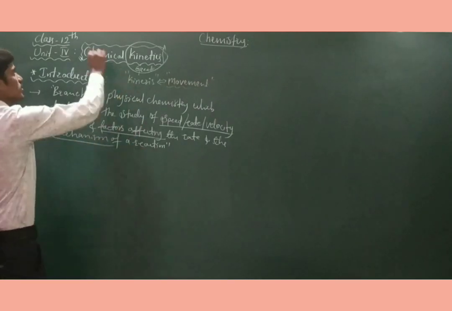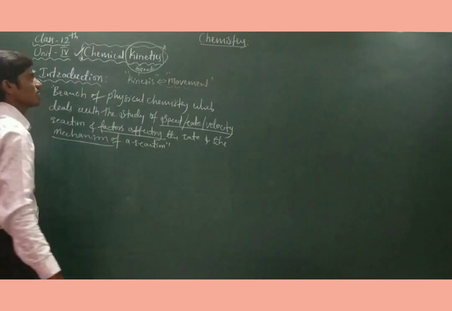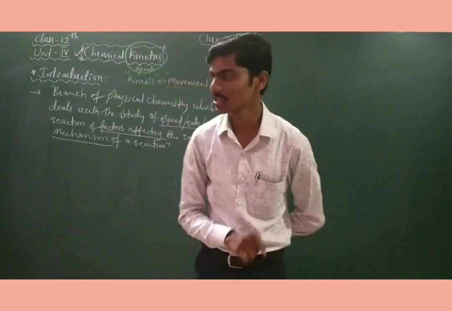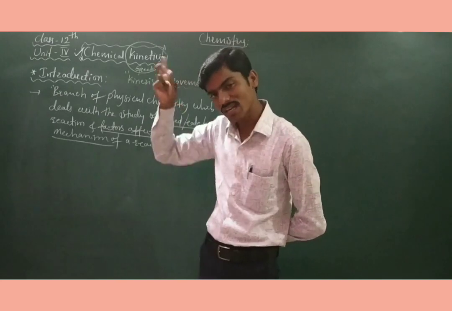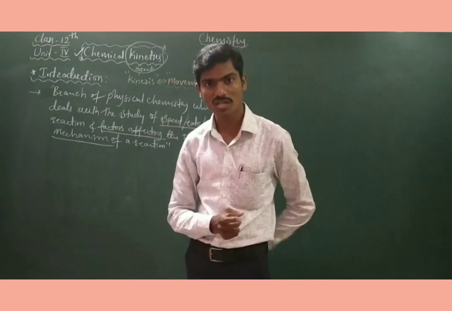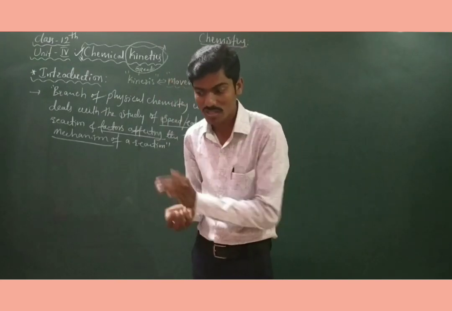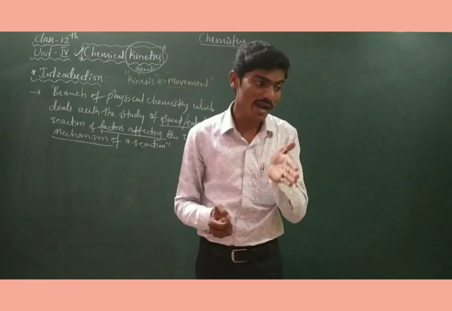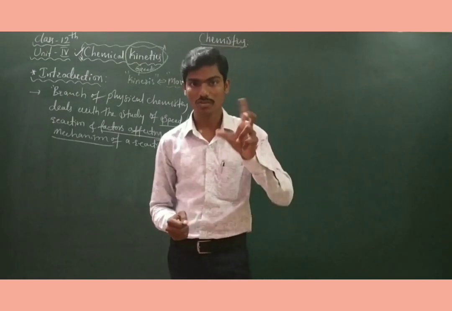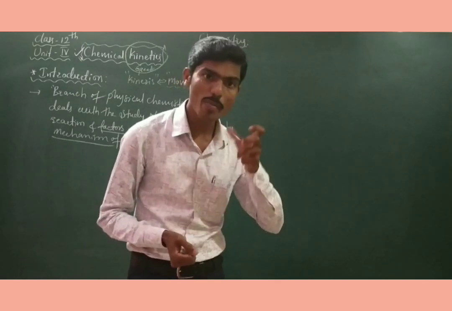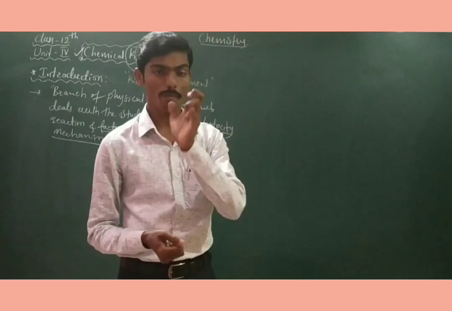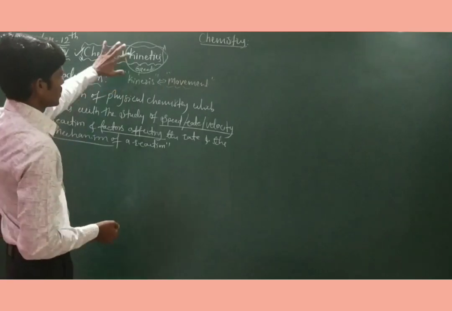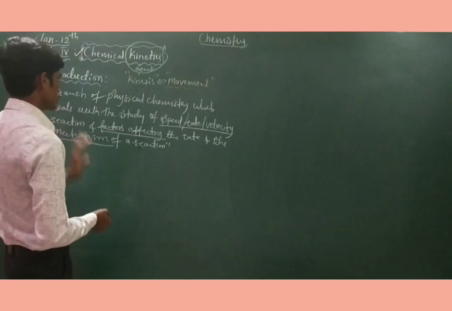That is what we call chemical kinetics. Chemical kinetics is a branch of physical chemistry which particularly deals with the rate and the factors controlling the rate of reaction, and the pathways in which the reactants are converted to products. How the reactants go to product, the pathway, that is what we call the mechanism. Step by step conversion. Usko mechanism bol sakte hai. So this is the concept we are going to study in chemical kinetics. Chemical kinetics ka definition ho gaya.